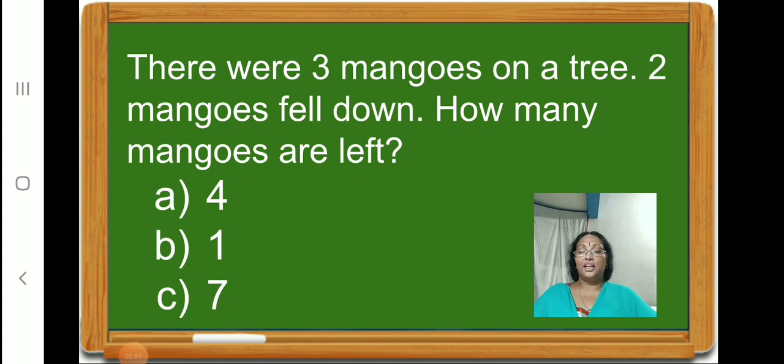There were 3 mangoes on a tree. 2 mangoes fell down. How many mangoes are left? Children, open 3 fingers. And how many mangoes fell down? 2 mangoes. Therefore, let us fold 2 fingers. 1, 2. Now, how many fingers are left? 1. Therefore, 3 minus 2 is equal to 1. Now, children, 1 mango is left on the tree. So, let us select the option B, 1, which is the correct answer.